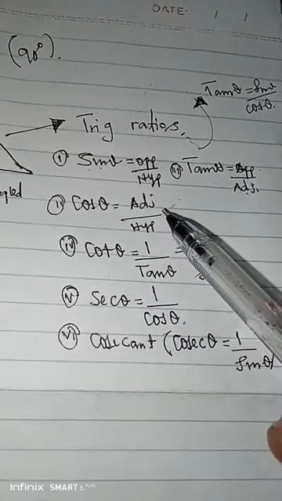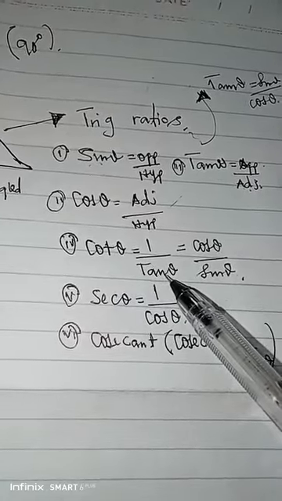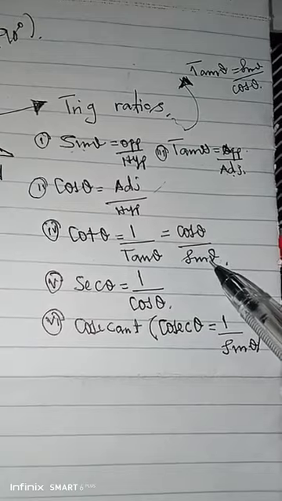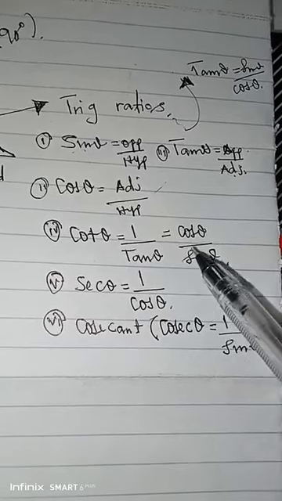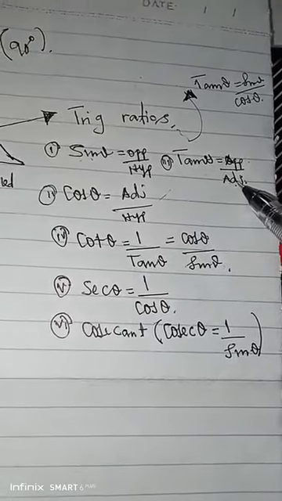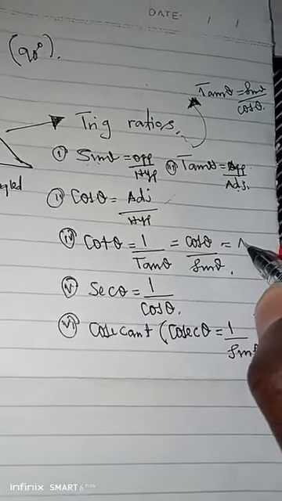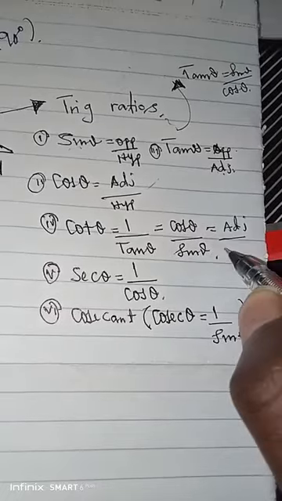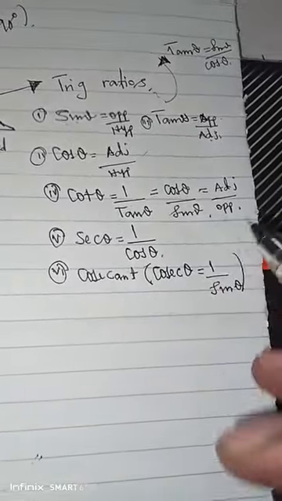Yeah, adjacent over hypotenuse. Cot theta, or the cotangent, is like 1 over tan theta, which can also be written as cos theta over sine theta. But if you want to express it in terms of opposite and adjacent, if tan theta was opposite over adjacent, then your cot theta can be written as adjacent over opposite. They're just opposite. Okay, they're inverses.